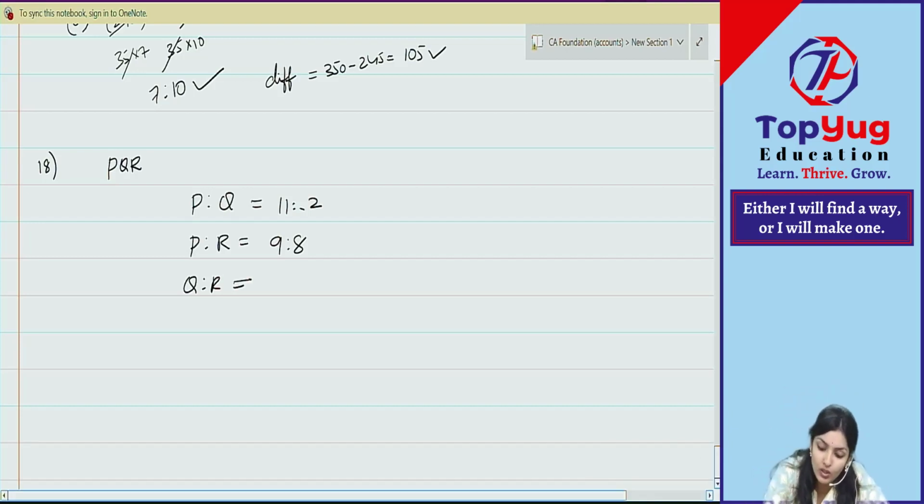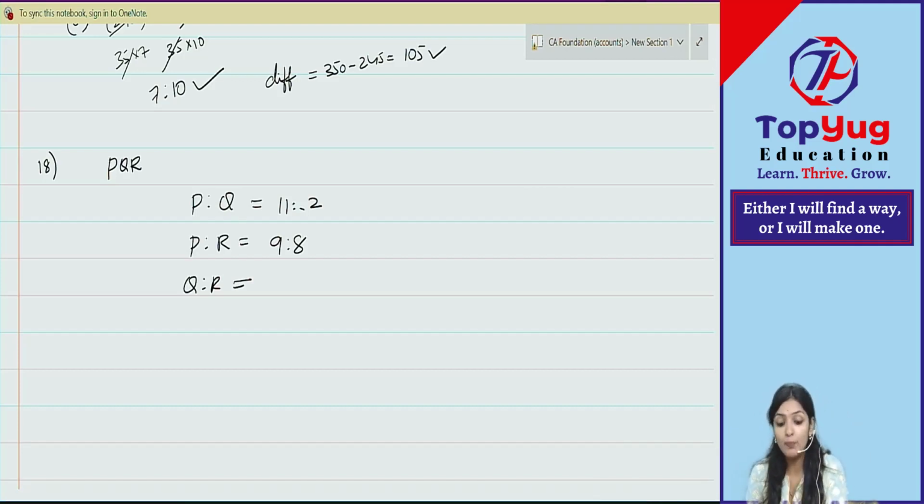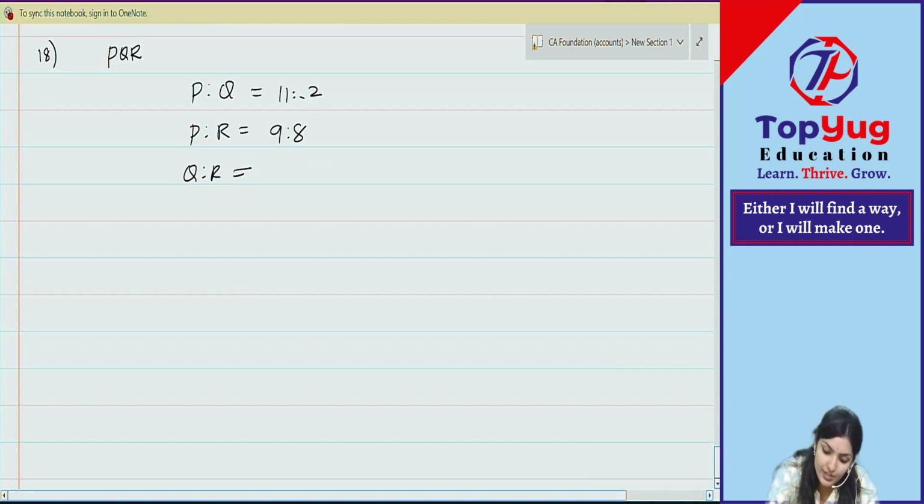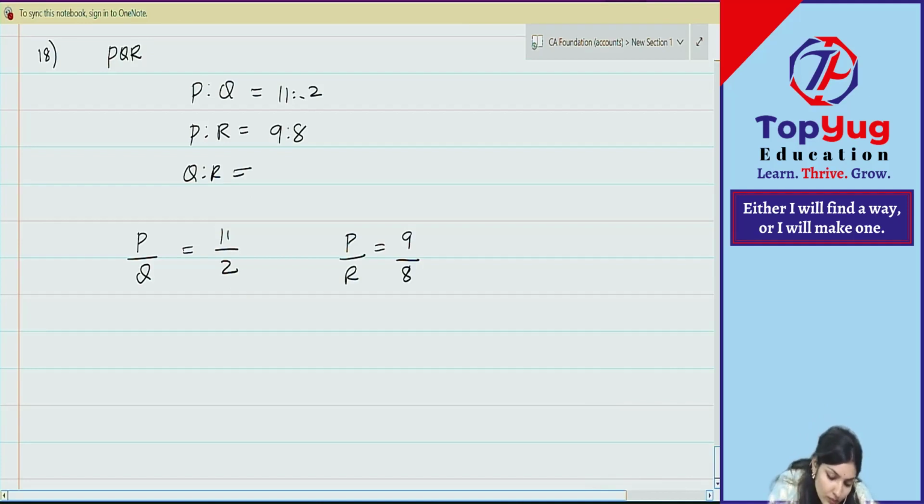Why? Have a look. In the first place, P is 11, Q is 12. In the second place, P is 9, R is 8. So both the P's are different, so how can you equate them? You can't. So what you will do is, P by Q is 11 by 12, and P by R is 9 by 8.